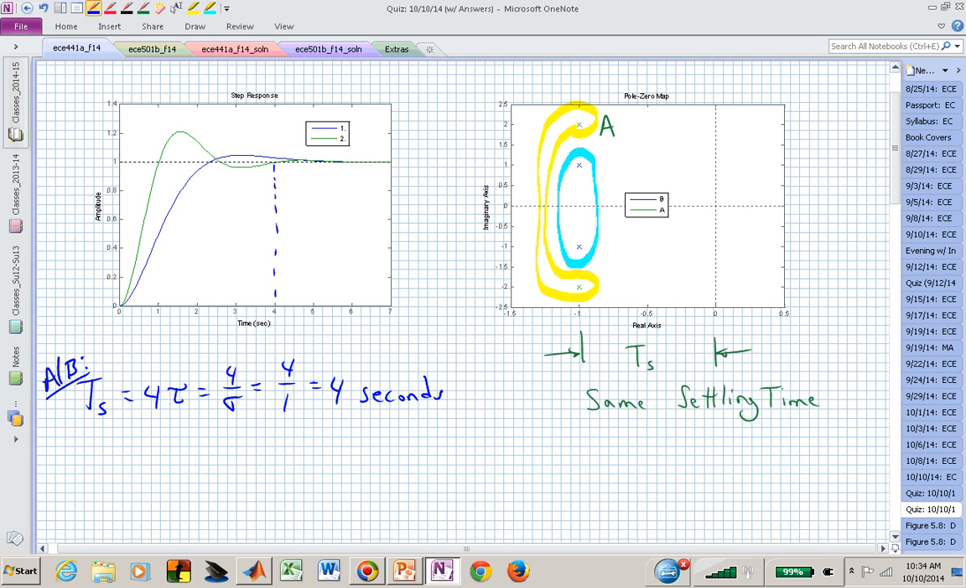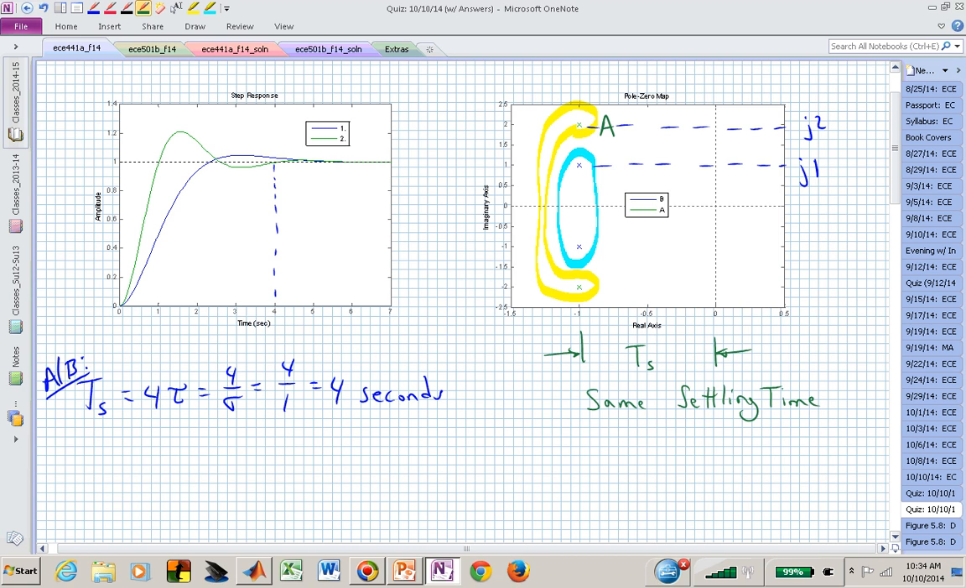How they are different, though, is that they are different distances away from the real axis. If we draw a horizontal line from those pole locations to the j omega axis, this bottom pole, or plant B, has a damped frequency of 1, and plant A has a damped frequency of 2.